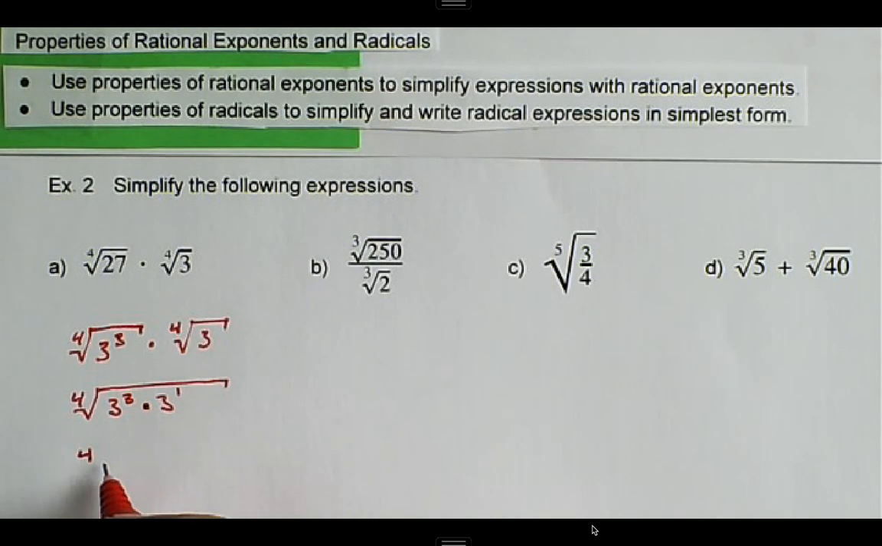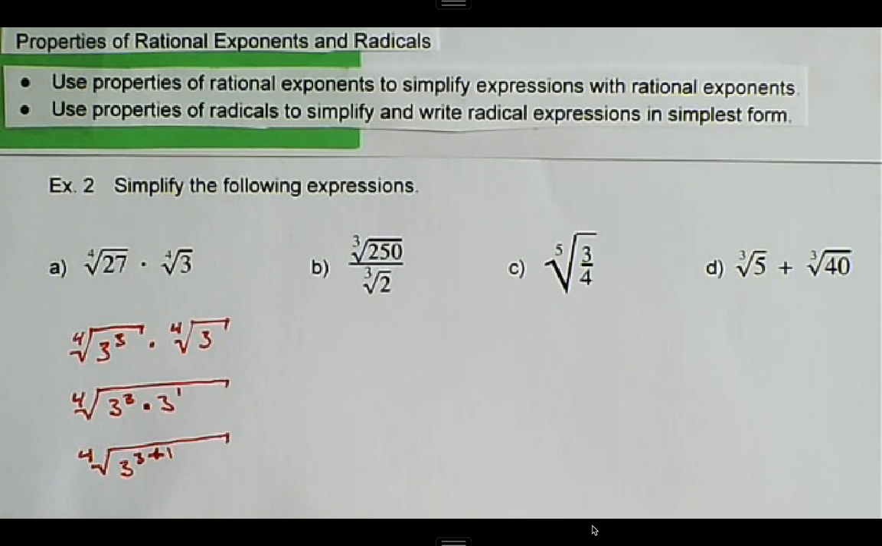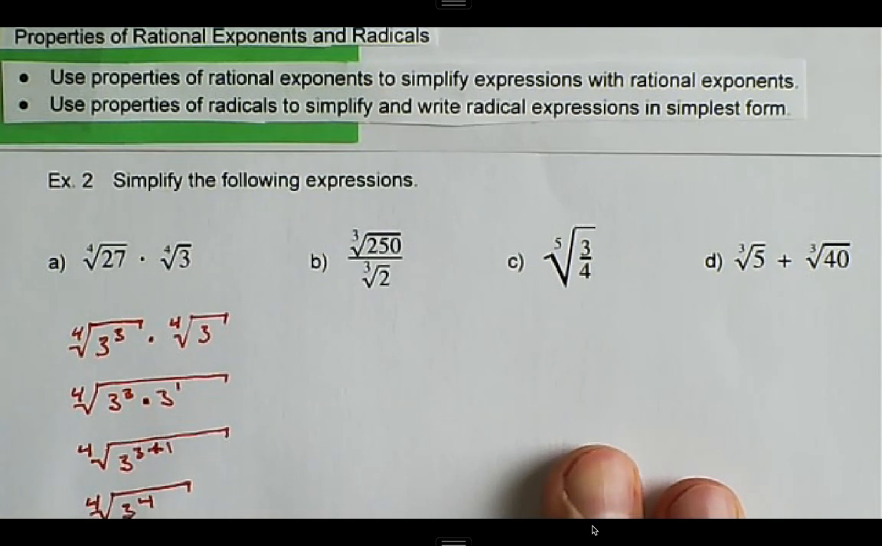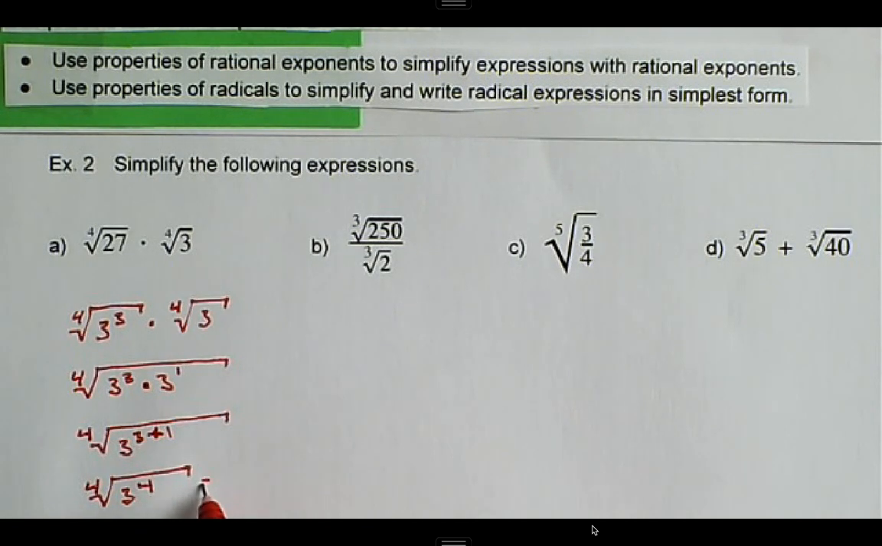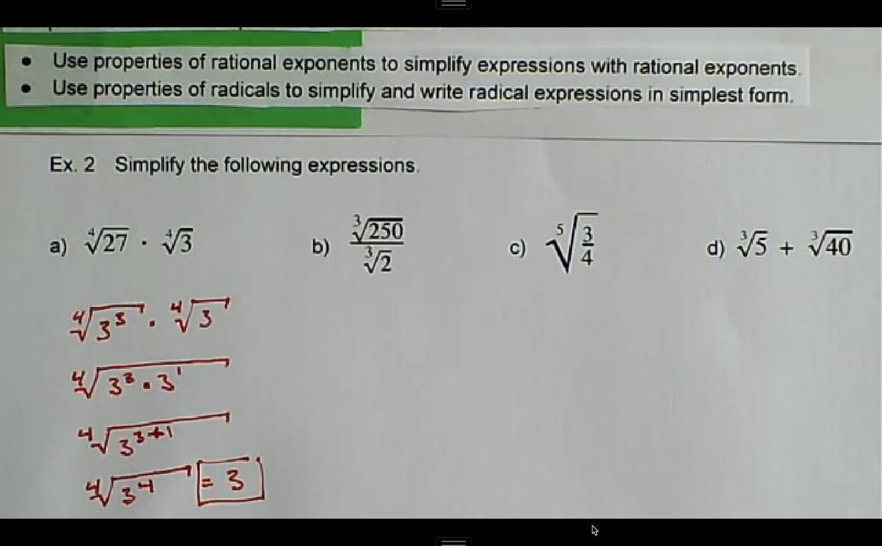So we still have the fourth root of 3 to the third plus 1. And then that's going to be the fourth root of 3 to the fourth. And we know that if we have the same number outside the radical and the same exponent in the radical, those cancel each other out. And then our solution for this one is 3 in the simplest form.